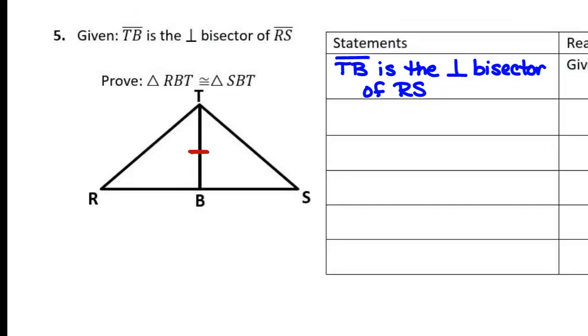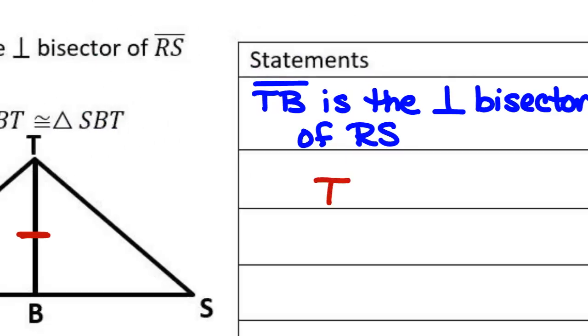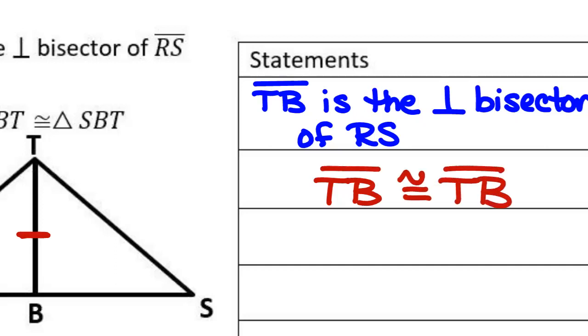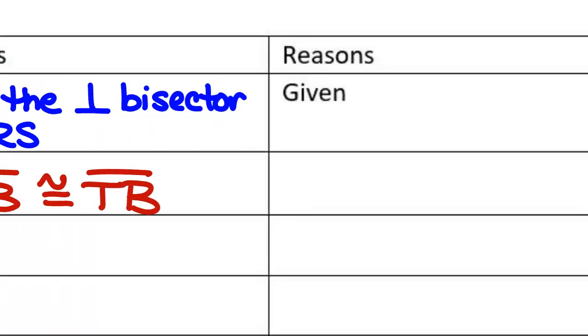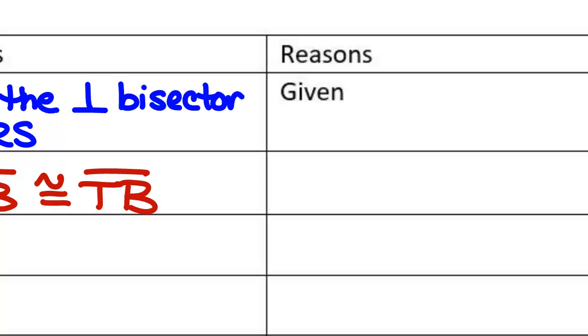So we have segment TB is congruent to segment TB. Anytime I have a shared side between the 2 triangles, every piece of it is the same between those 2 triangles. It is congruent to itself using the reflexive property.